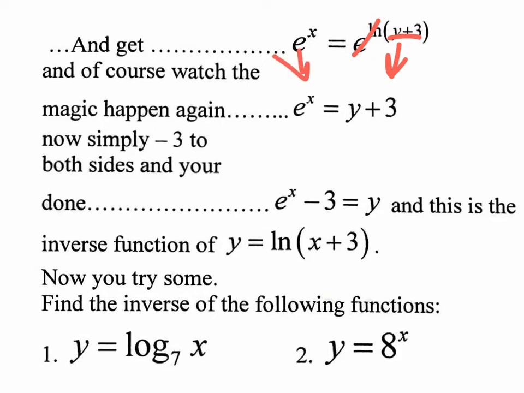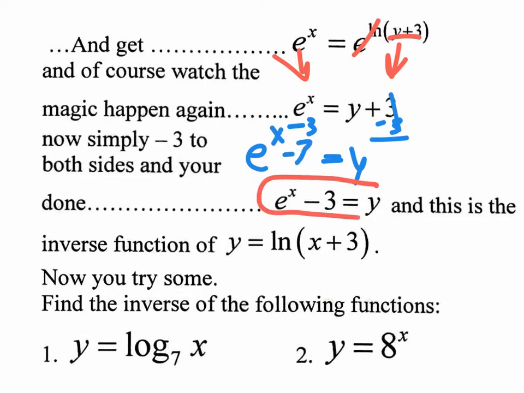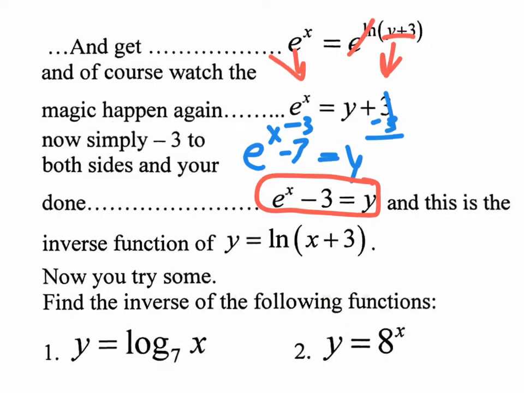My final step in solving for y would be to subtract 3. So you're going to subtract 3 there, y equals e to the x minus 3. And I didn't have to write it because it's already explained and done for me right there. Y equals e to the x minus 3. And that is the inverse function of y equals ln of x plus 3.